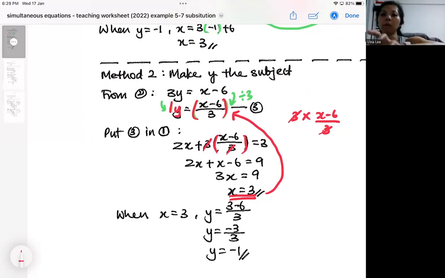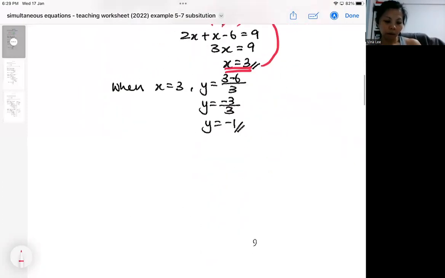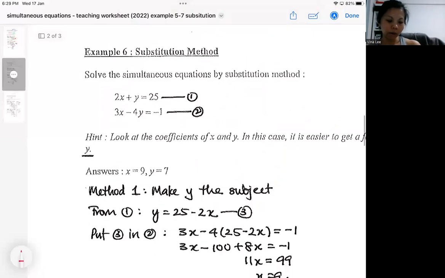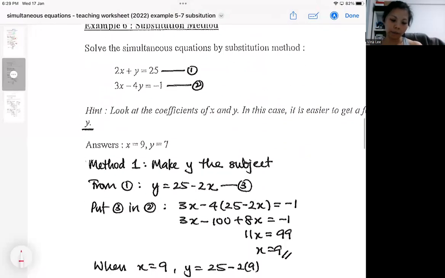So if your formula or your subject comes from equation 2, when you put back, do not put into equation 2. You put into the other equation. Okay, so I'm going to show you one more here. In this case, it will be the same idea.